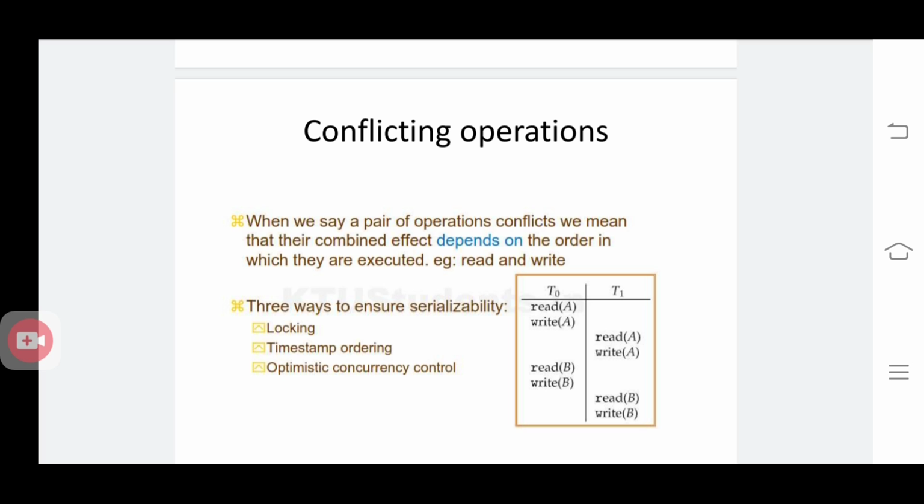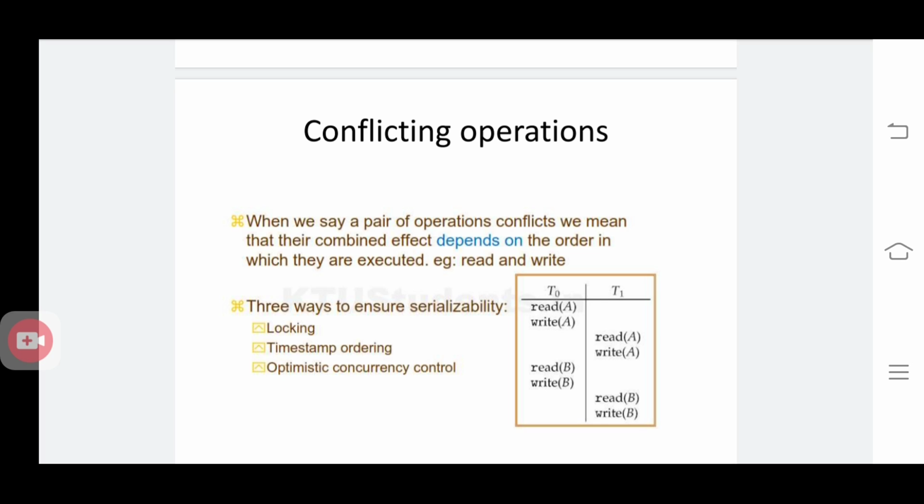Okay, they depend upon the order in which they are executed. So read and write is a conflicting operation. Mainly we have three ways to ensure the serializability here. We have a lot of problems like the lost update problem and the inconsistent retrieval problem. We have some conflicting operations. So we have to ensure the atomicity or the serializability of these transactions.